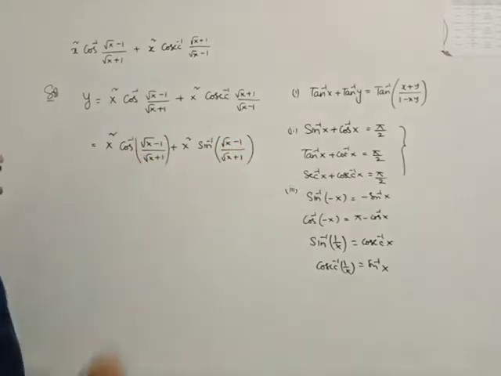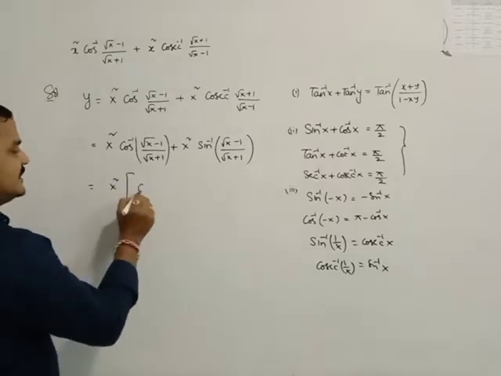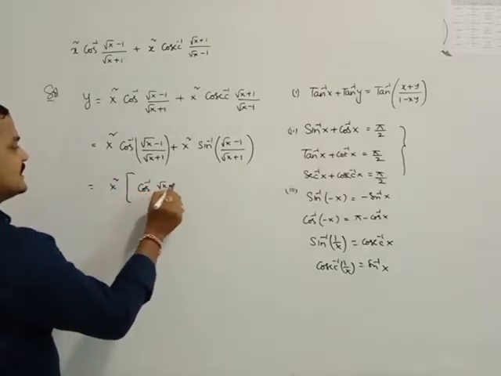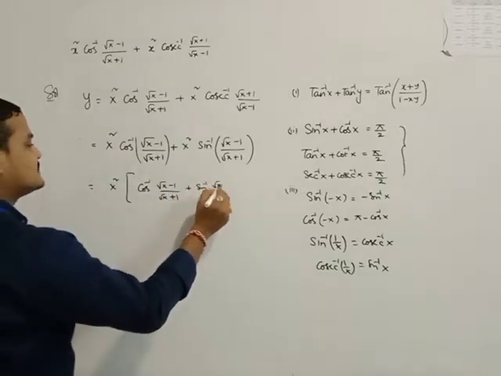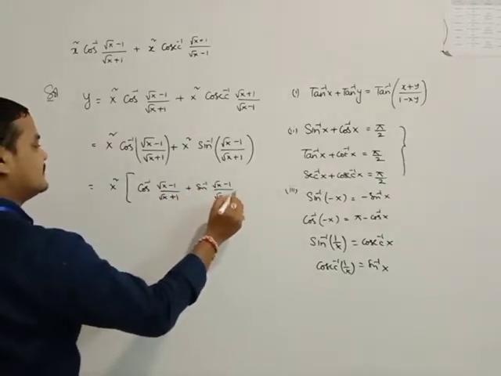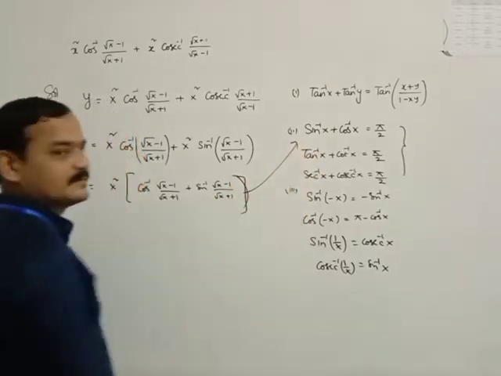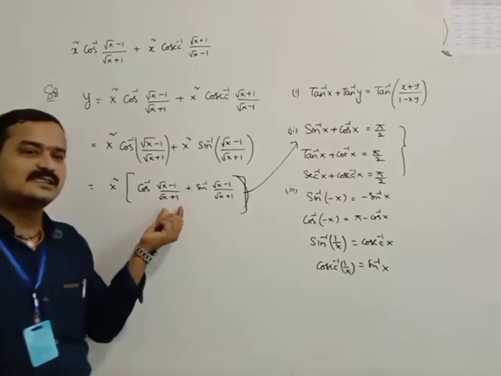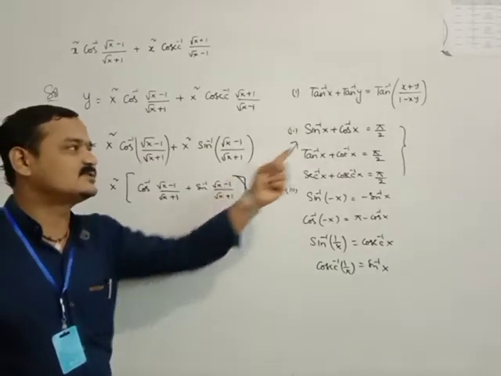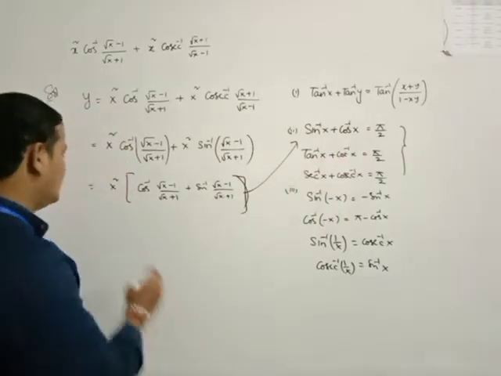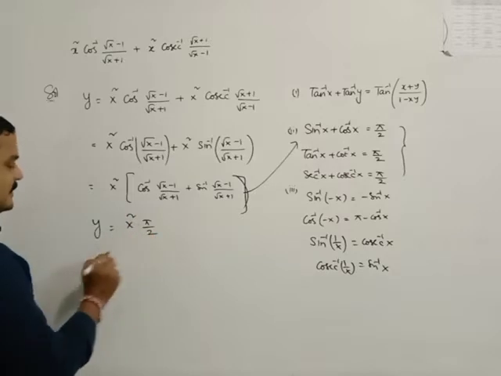In both terms there is a common x square, take it outside. So cos inverse of root x minus 1 by root x plus 1 plus sin inverse of root x minus 1 by root x plus 1. Observe that this looks like the formula cos inverse of x plus sin inverse of x, with root x minus 1 by root x plus 1 instead of x. The value of this is pi by 2. So finally y is equal to x square into pi by 2.